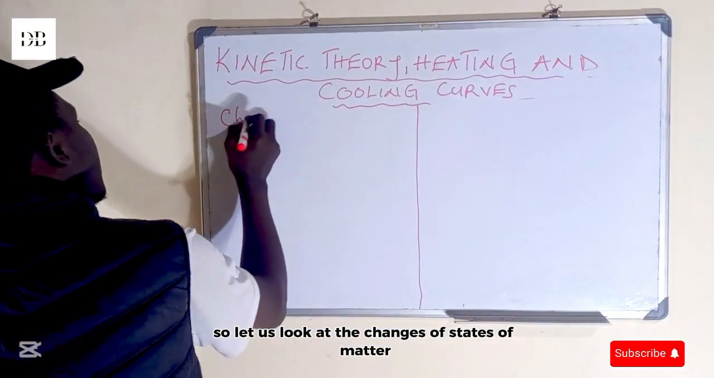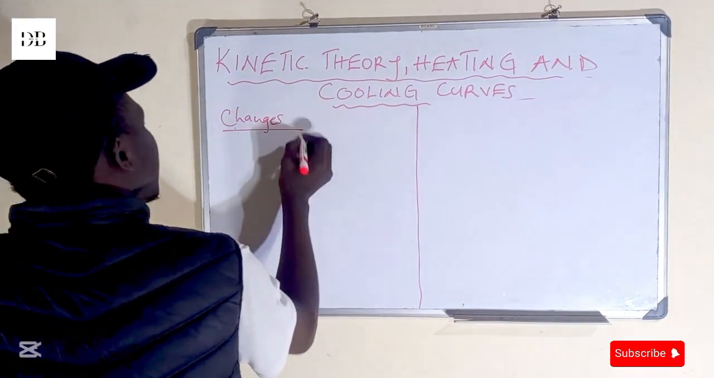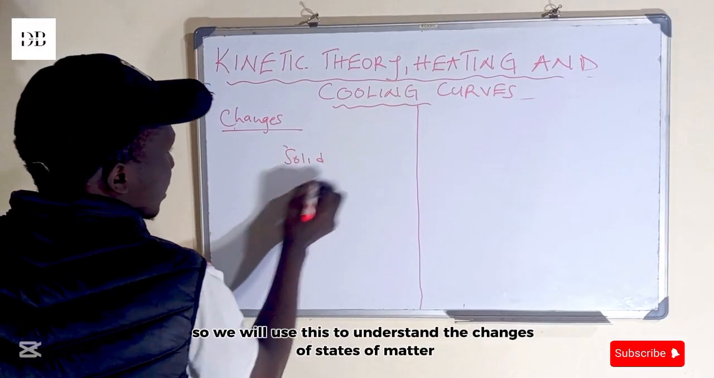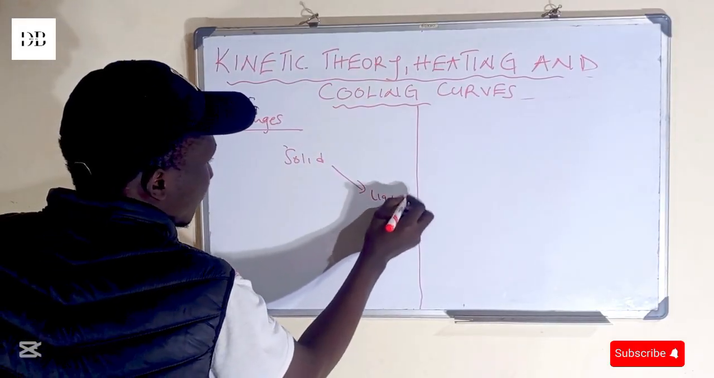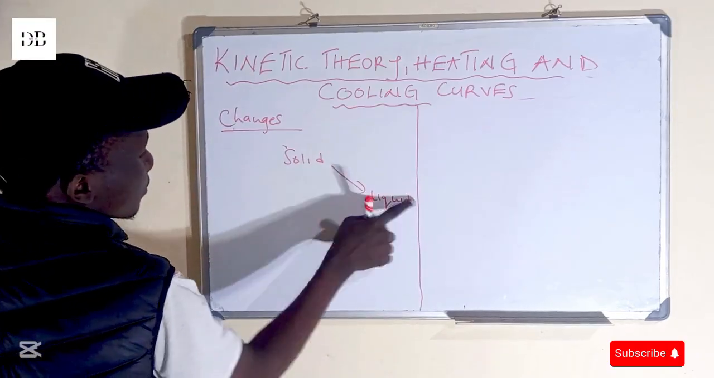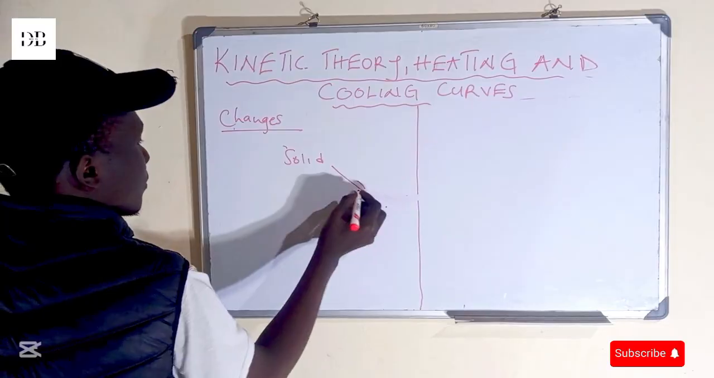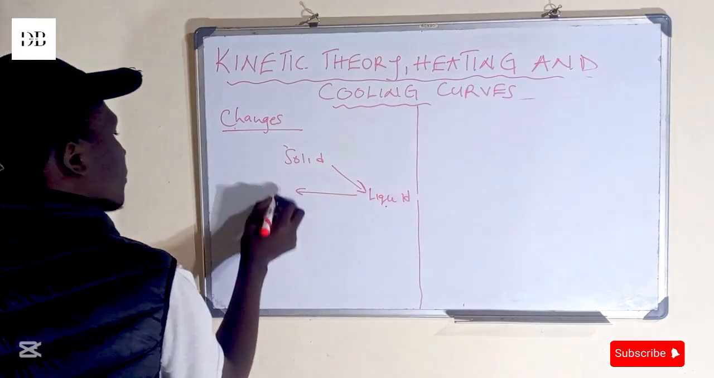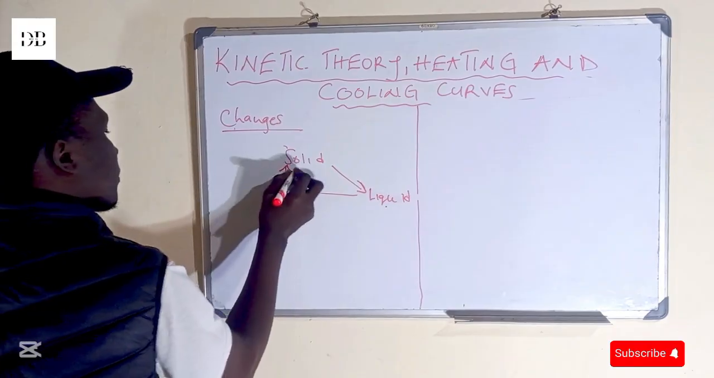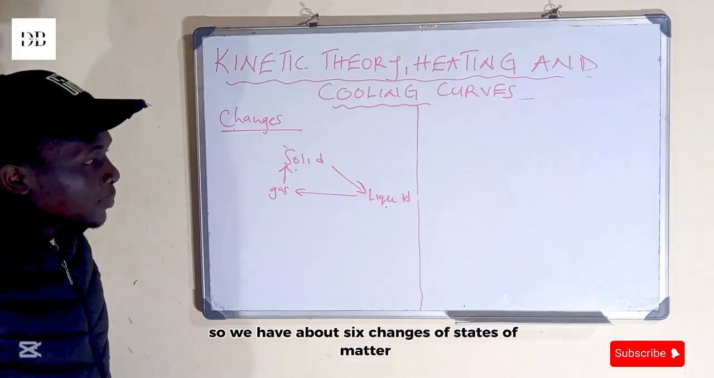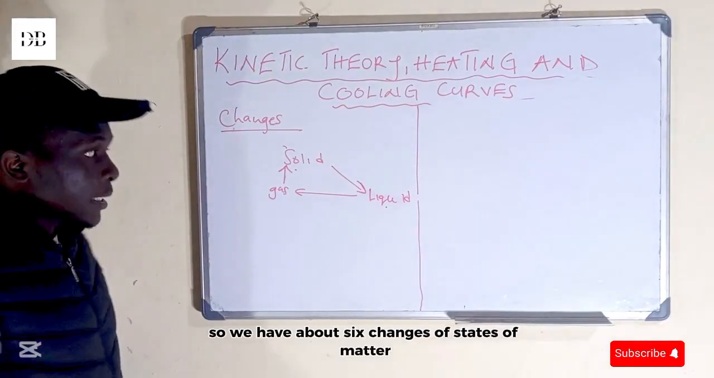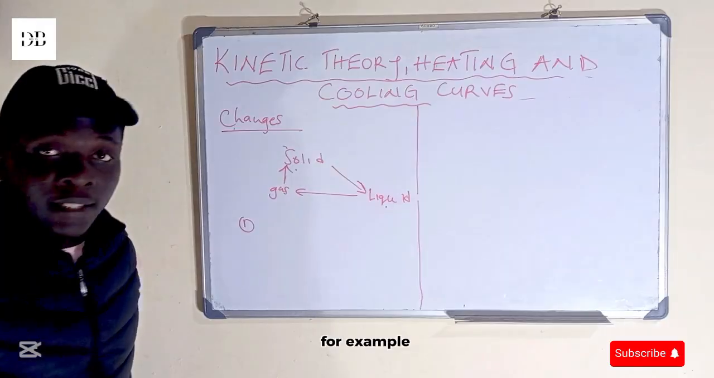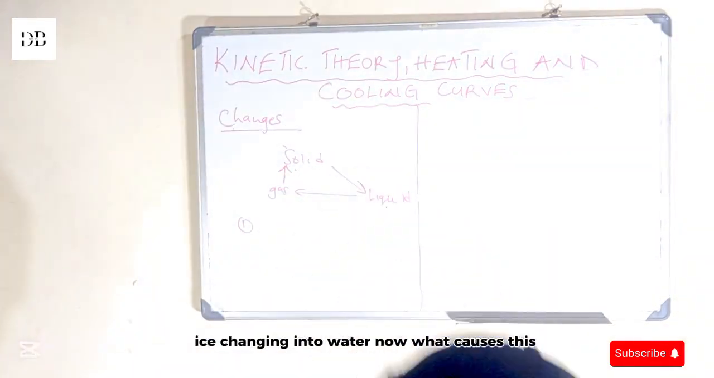So let us look at the changes of states of matter. So we'll use this to understand the changes of states of matter. All right. So we have about 6 changes of states of matter. The first one is a state of matter where a solid changes into a liquid. For example, ice changing into water.